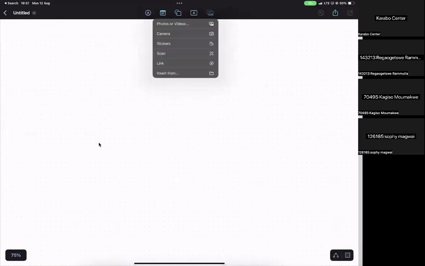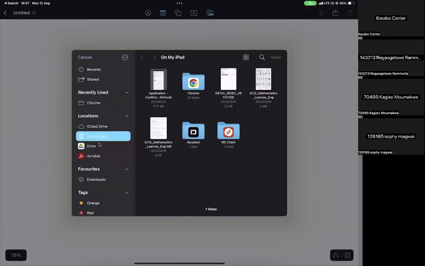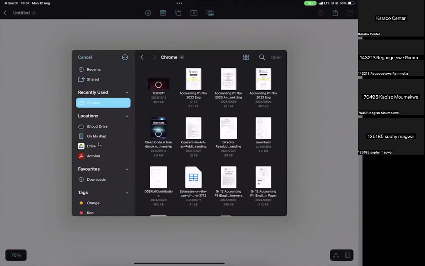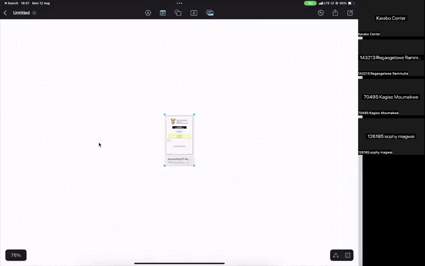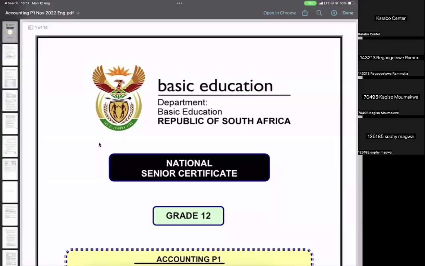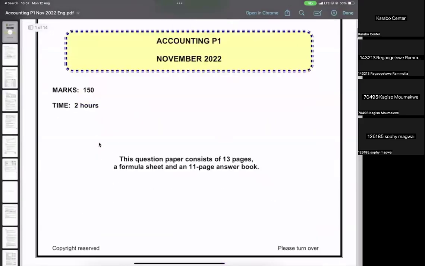Thank you for your patience. So today we're doing revision, accounting, Grade 12, companies. We'll be doing the statement of financial position, the statement of comprehensive income, a little bit of depreciation here and there, and we'll also do fixed assets. This is the question paper we'll be doing today. It's November 2022, Paper 1.